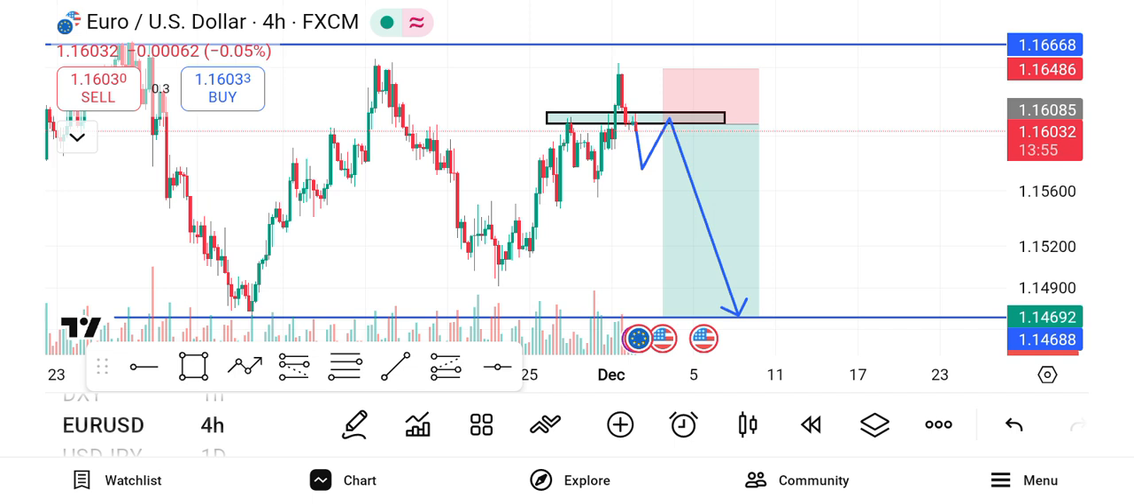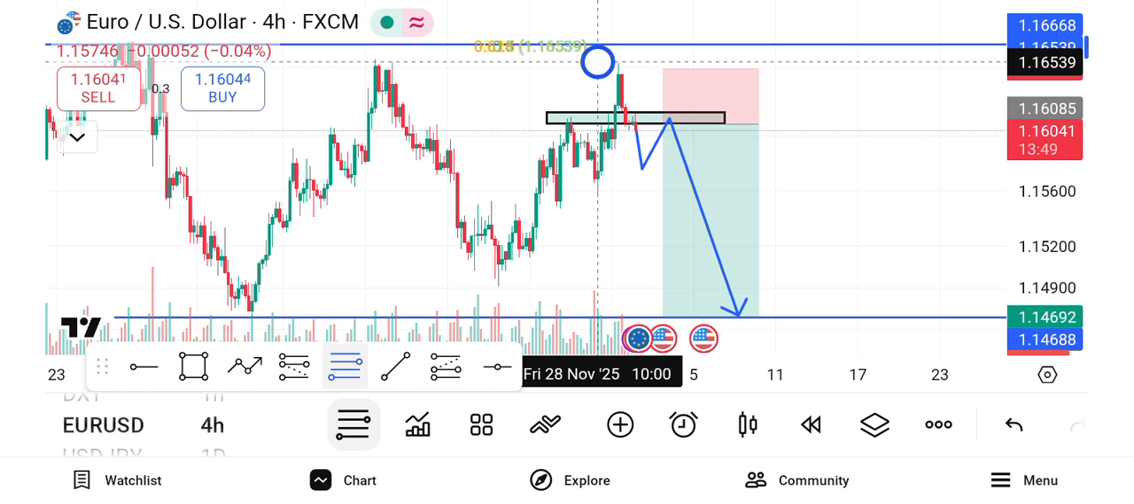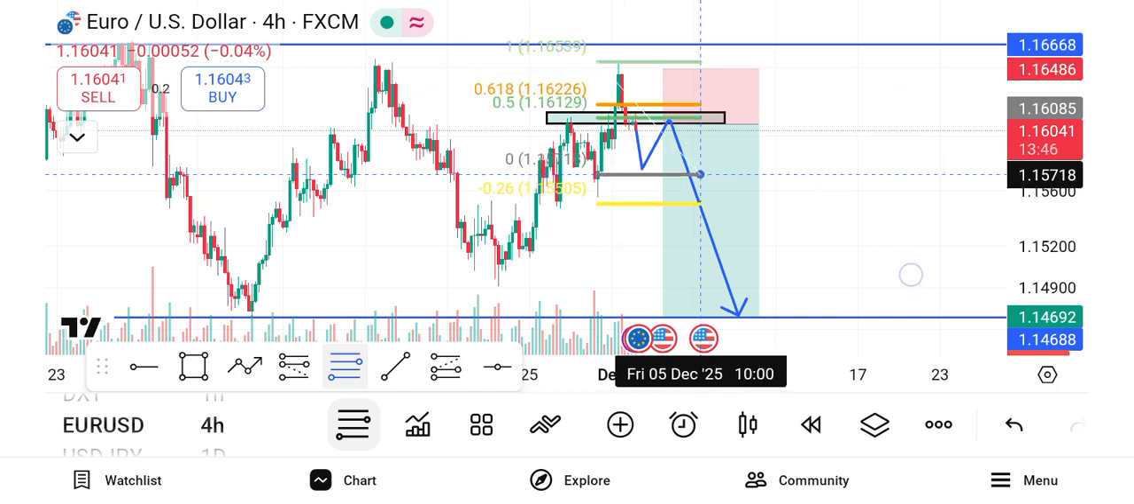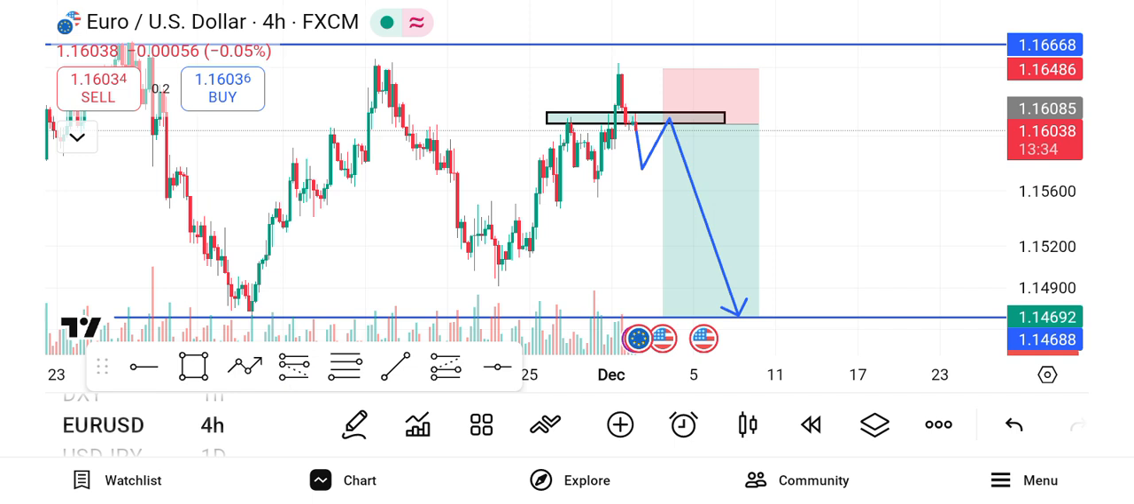The second confluence is if price is able to break this level here and retest it, I'll just mark out my Fibonacci level from this swing low here to the swing high here. You can see it's also connecting with the 50 to 61.8 retracement level, which is the golden zone for the market. Second confluence.